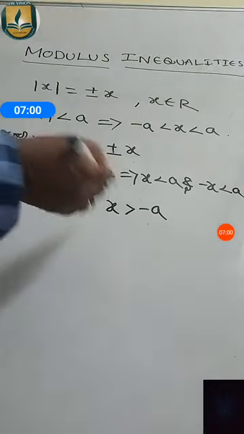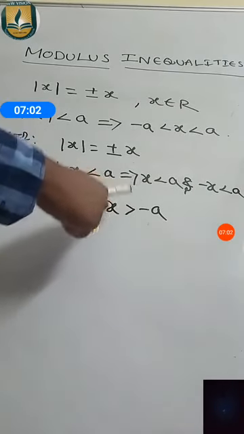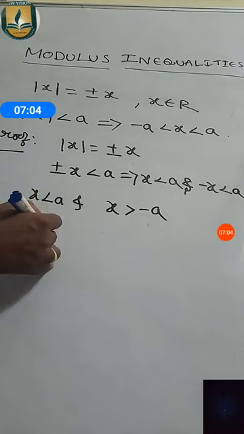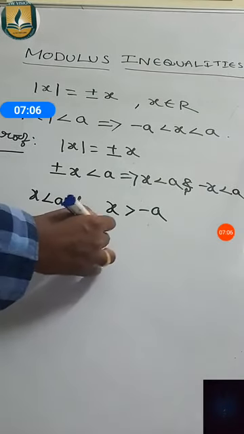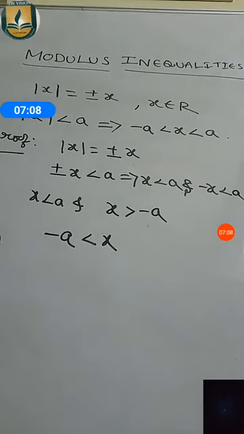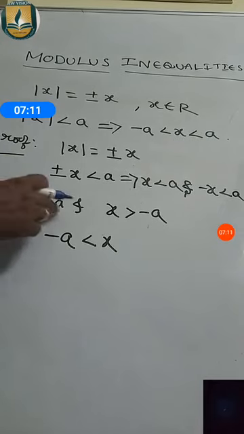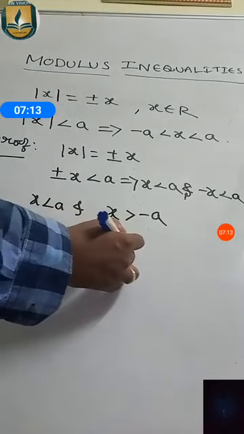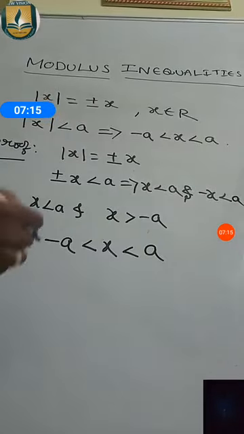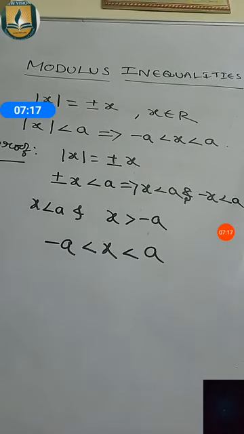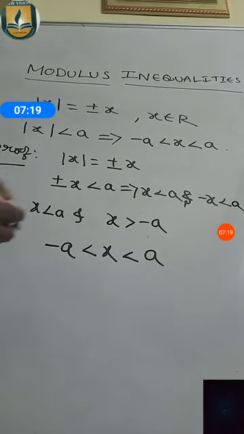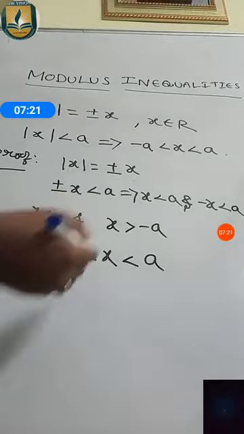Now let us club this, my dear students. X is greater than minus a means minus a is less than x, right? And x is already less than a, that's why we have got it like this. Therefore, whenever modulus of x is less than a, we have minus a less than x less than a.